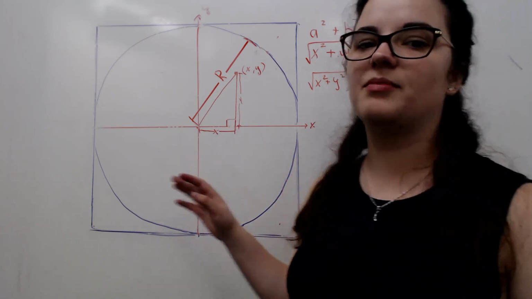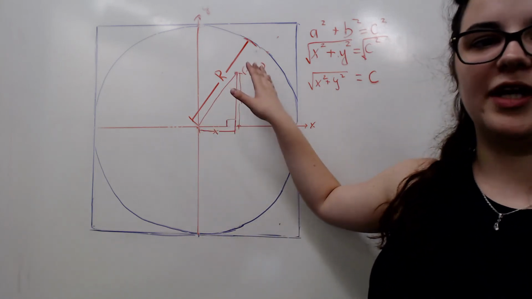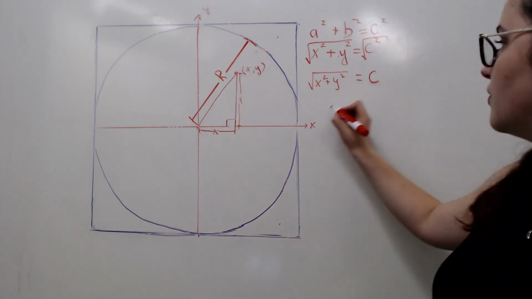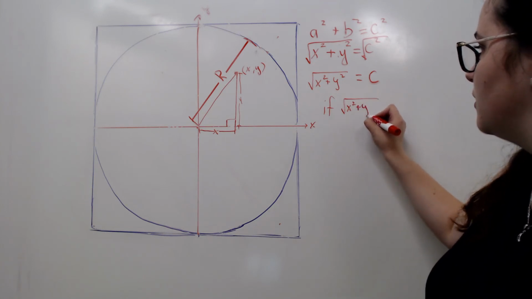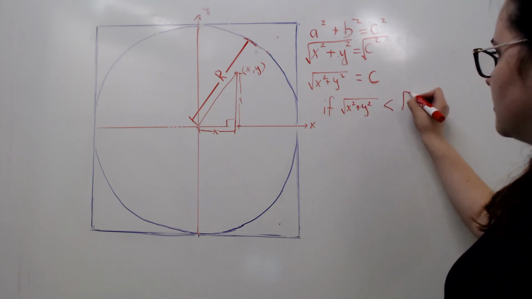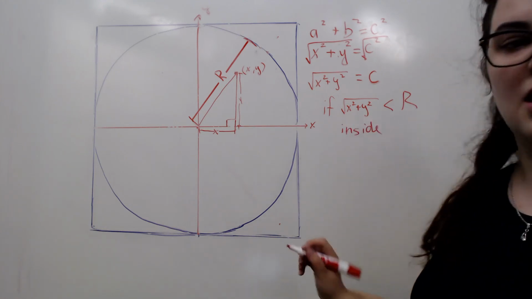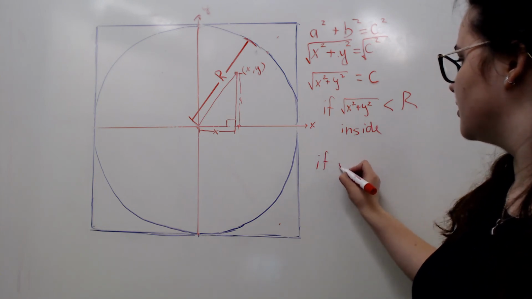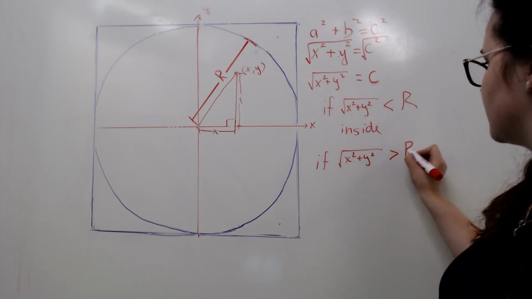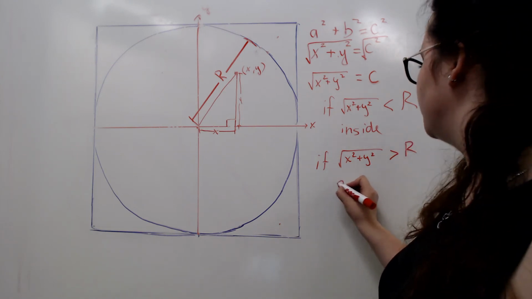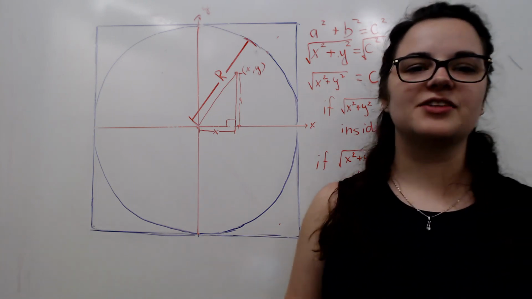So as we said before, in order for a point to be inside of the circle, the distance between the origin and the point has to be smaller than the radius. So if our distance, the square root of x squared plus y squared, is smaller than the radius, then it's inside of the circle. However, if our distance, the square root of x squared plus y squared, is bigger than the radius, then it's going to be outside of the circle. Let's see how we can use that to continue our coding.